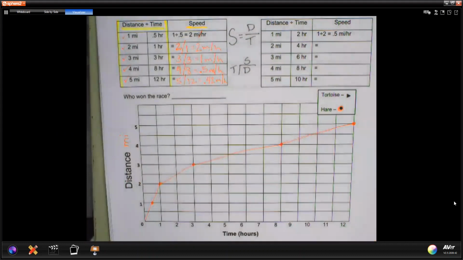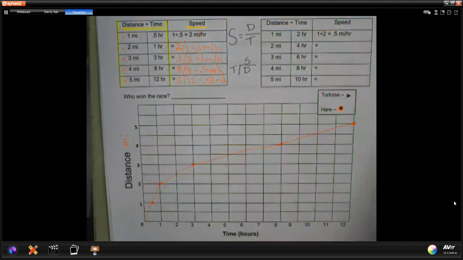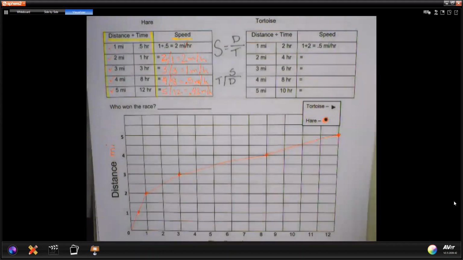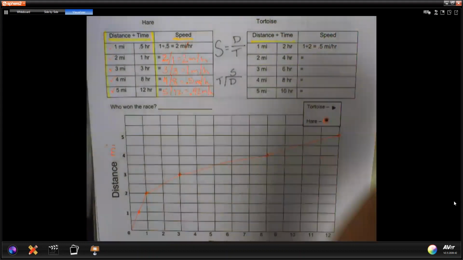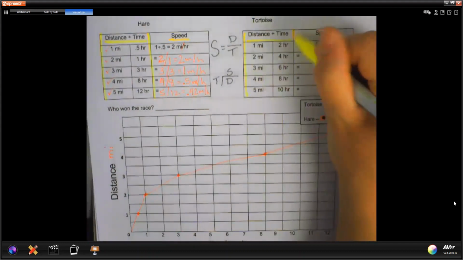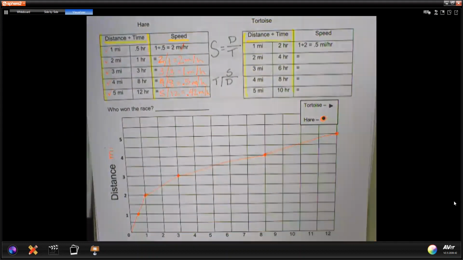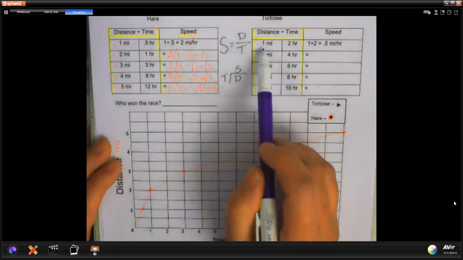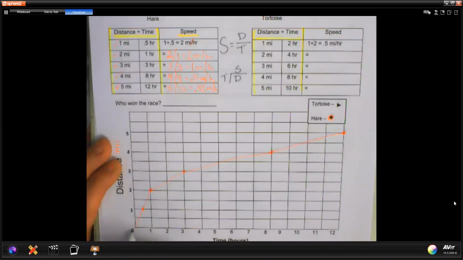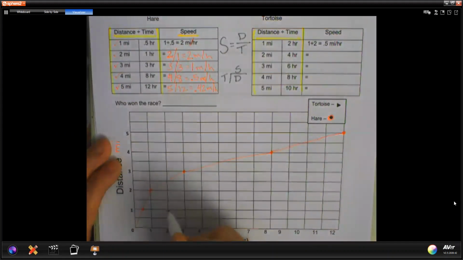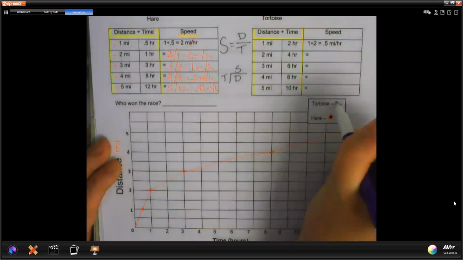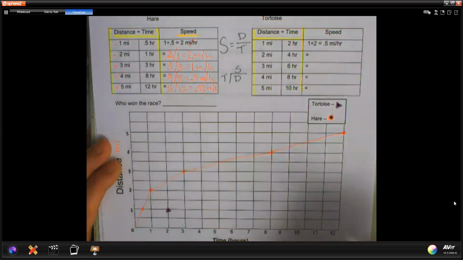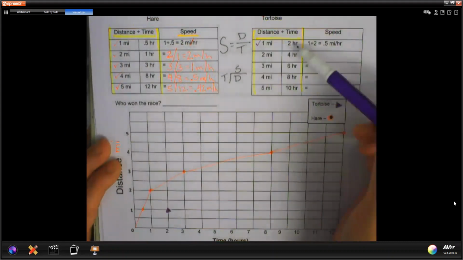Okay. So now that covers the hare. Let's go into what the tortoise does. Okay. The tortoise is on this side. And once again, we already know the distance. So we're going to record the distance onto the graph. We're going to start with our first distance of 1 mile and 2 hours. So I'm going to go across to 2 hours, go up to 1 mile, and this time it says we're going to draw a triangle. So I'm going to draw my triangle for 1 mile and 2 hours.